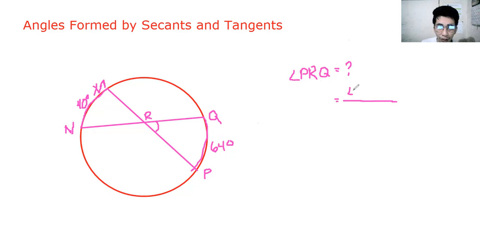Pagplusin natin, we have 40 degrees plus 64 degrees. Then we're going to divide it by 2. Divide lang natin by 2 yung pinagsama nating arc. So, 40 plus 64, we have 104. Then 104 over 2, we have 52 degrees. So it means angle PRQ is 52 degrees.